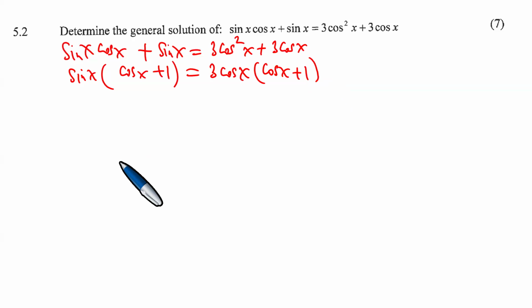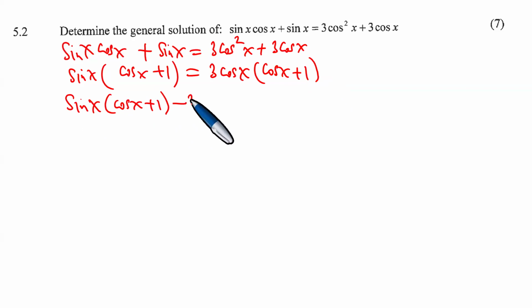What do we do here next? We try to make them the same. Well done. Okay, now we can collect like terms. We collect like terms, and now we also transpose things a little bit.